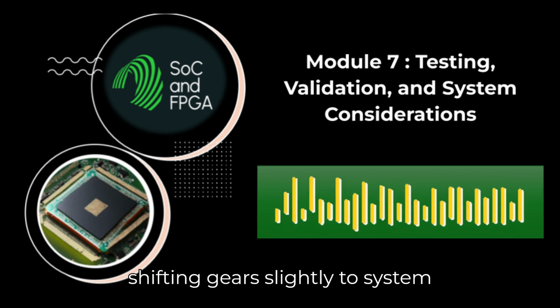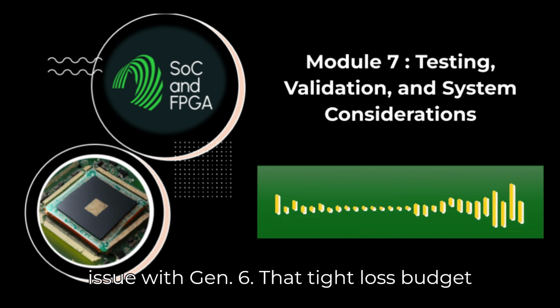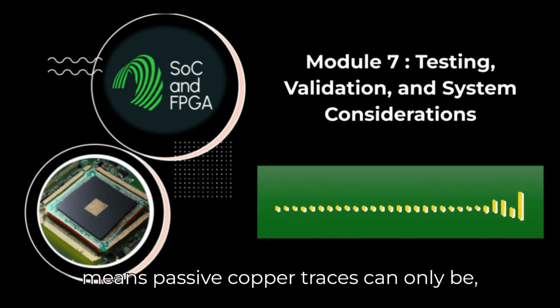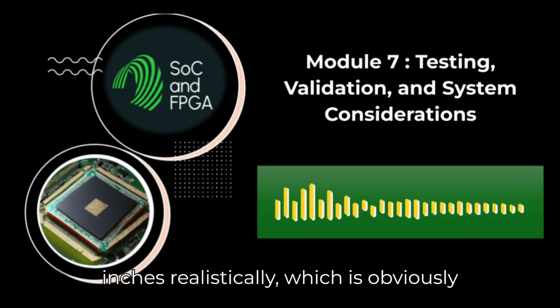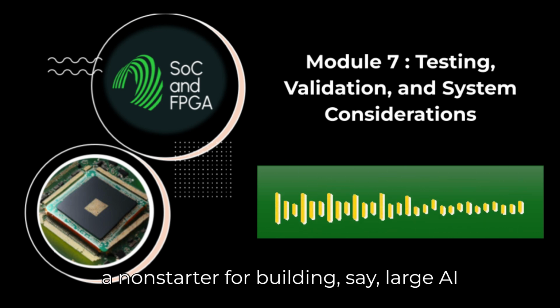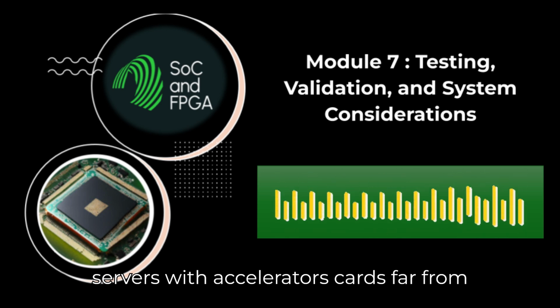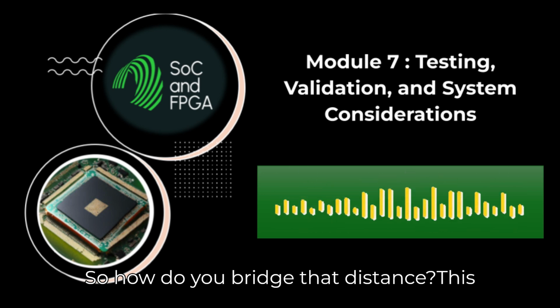Okay, shifting gears slightly to system architecture. You mentioned the reach issue with Gen 6. That tight loss budget means passive copper traces can only be, what, a few inches long? Yeah, just a few inches, realistically. Which is obviously a non-starter for building, say, large AI servers with accelerator cards far from the CPU or complex modular systems. So how do you bridge that distance?